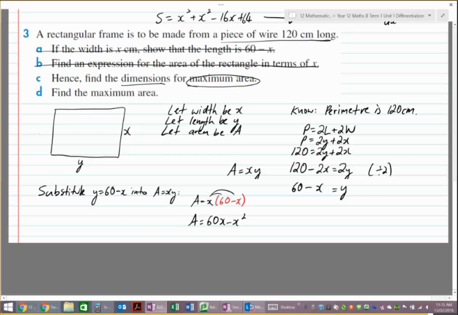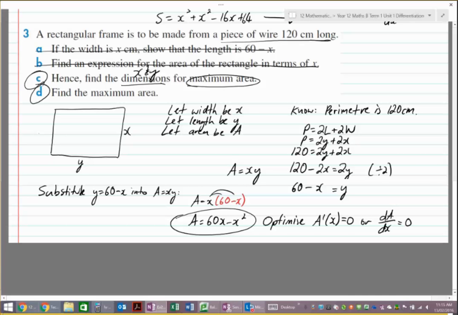Okay, and then I'm going to optimize this function by finding when A dash of x equals 0 or when dA dx equals 0, and then make sure I actually answer the question. For part C, I'll need to find the dimensions, so I'll need to find x and y. For part D, I'll need to find the maximum area. So once I find that x value, I'm going to substitute it into my area formula to find the area for that given width.